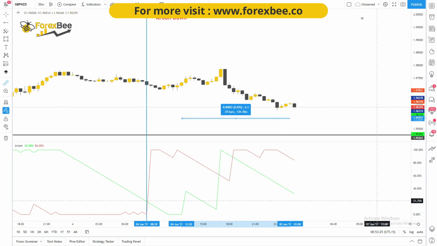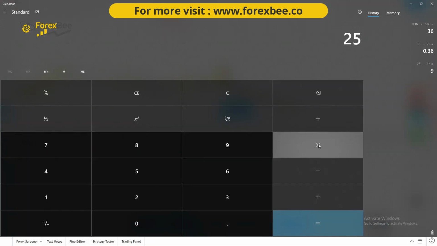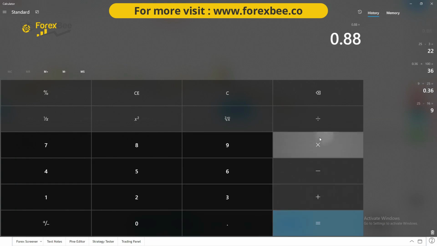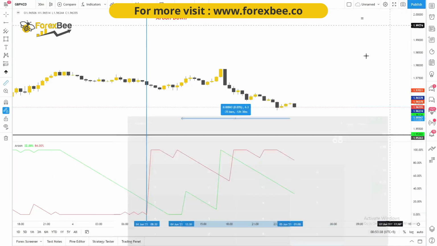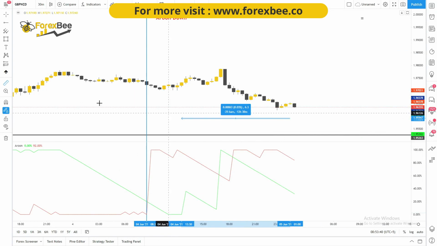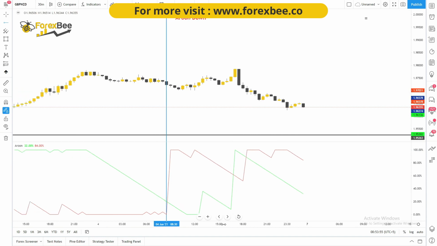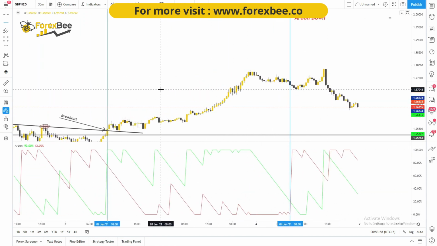So 25 minus 3, divided by 25, multiplied by 100 would be our Aroon Down value at this candle. That is 88. Now let me verify that, and if I go here and click it, you can see it is 88, almost 88%. So now you see how the formula works and how the Aroon indicator works. Let's explore how you can use it in order to detect the trend reversals and the strength of the trend.